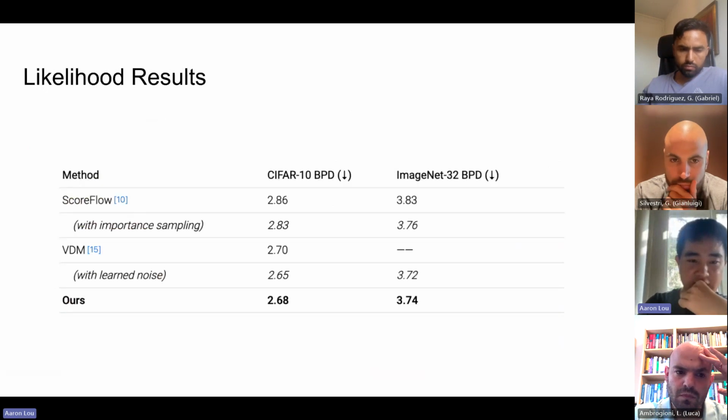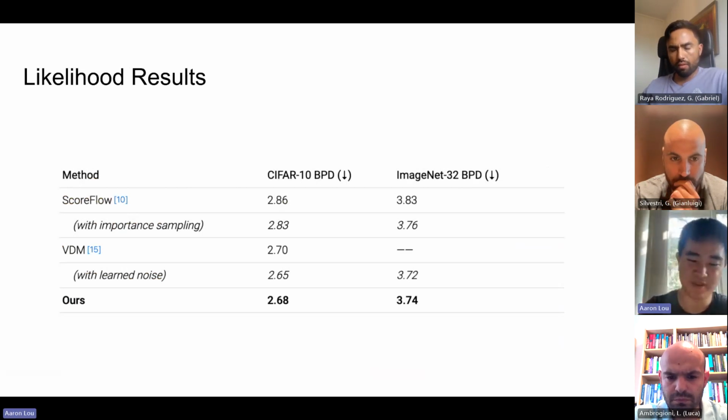And as such, we end up getting pretty comparable likelihood values, in this case bits per dimension, with previous methods such as VDM, which is the variational diffusion models paper, and ScoreFlow, which is another type of maximum likelihood training of score-based models. So effectively we're able to get a very similar bits per dimension.